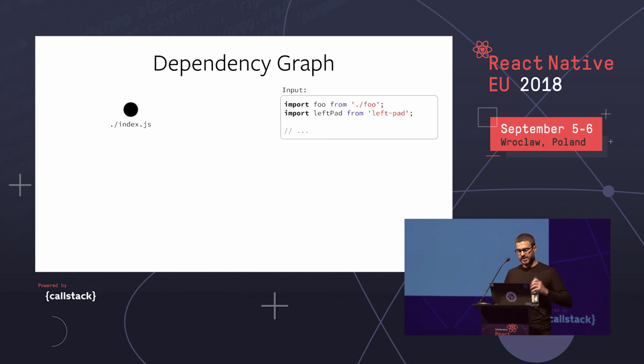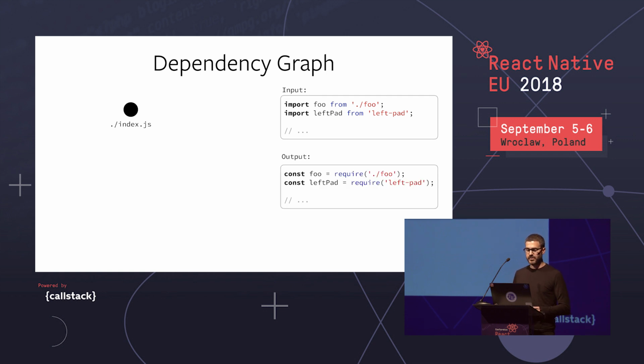Now let's see an example of how Metro crawls the module dependencies. Imagine that we have this entry point called index.js, which has 2 imports, foo and left-pad. First thing that Metro does is to transform this code and remove new syntax features. In this case, it will transform imports into requires.